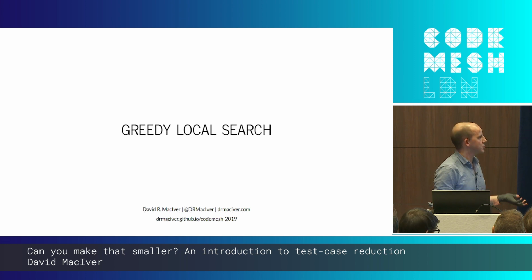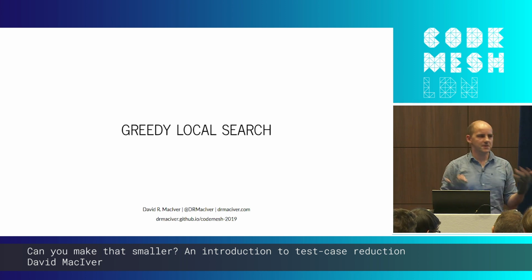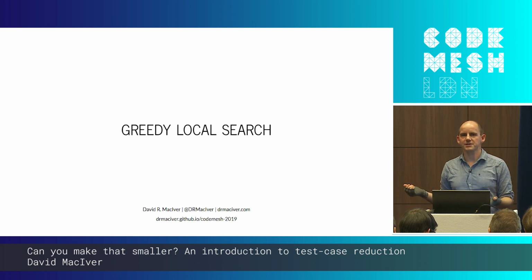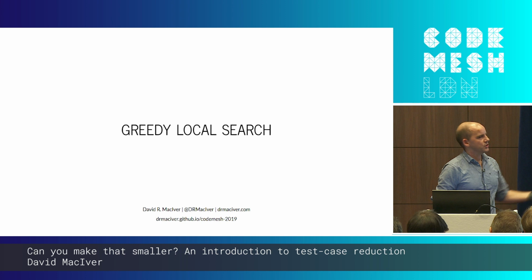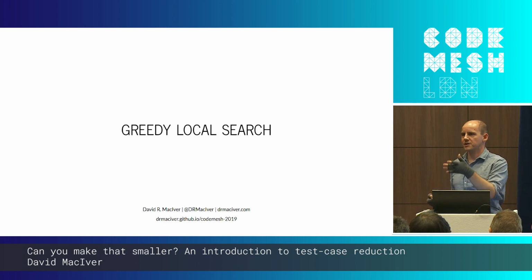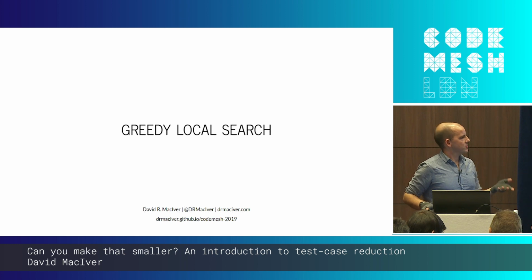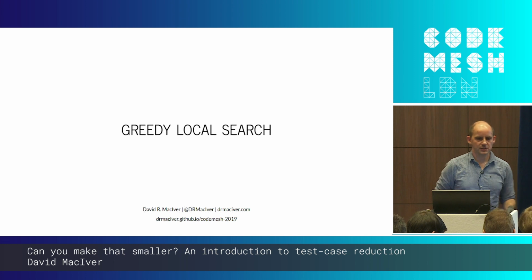And basically all it's doing is greedy local search. What this means is you've got something that says, given this test case, give me 100 smaller variants of it, and I'll try all of those and see what happens. If you find a smaller one, you move to that and you try again. If you don't, then you say, okay, I'm done, this test case is reduced.